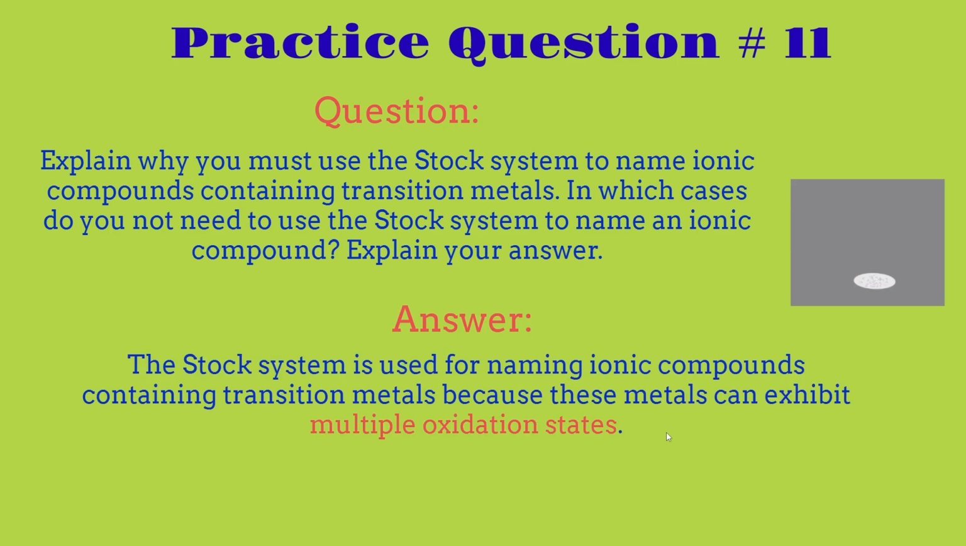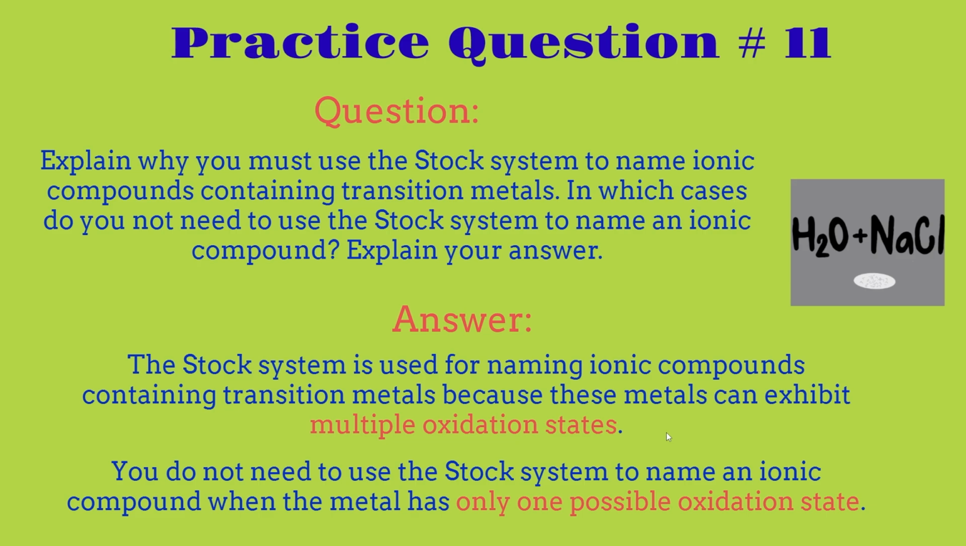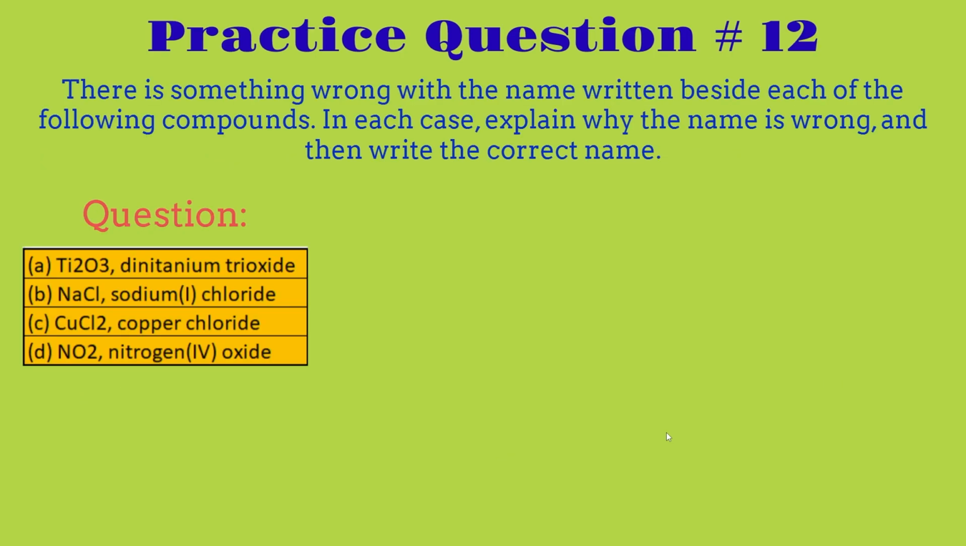For the answer, the stock system is used for naming ionic compounds containing transition metals because these metals can exhibit multiple oxidation states. As we said, copper has a copper 1, that's one oxidation state, and there's another one, which is copper 2. And you do not need to use the stock system to name an ionic compound when the metal has only one possible oxidation state. So that summarizes practice question number 11. Now we're going to move on to our final practice question, number 12.